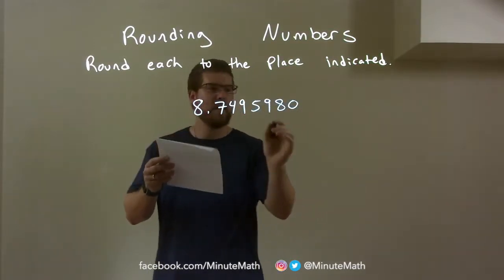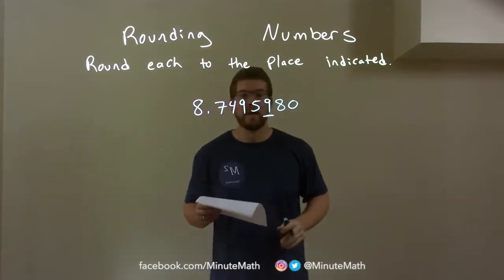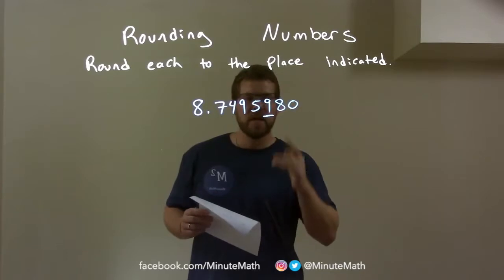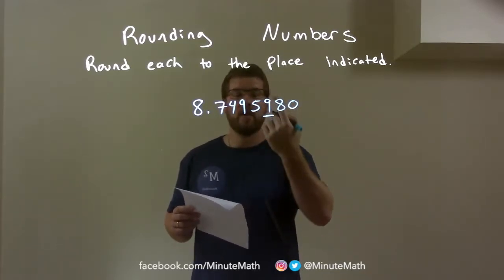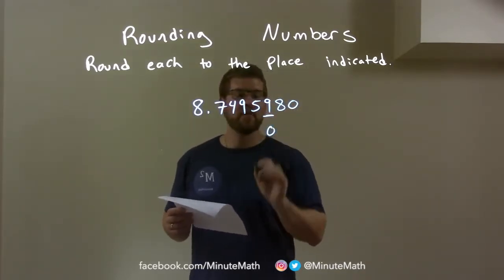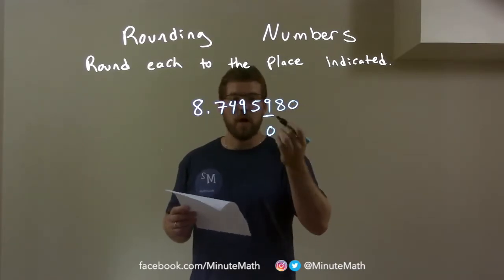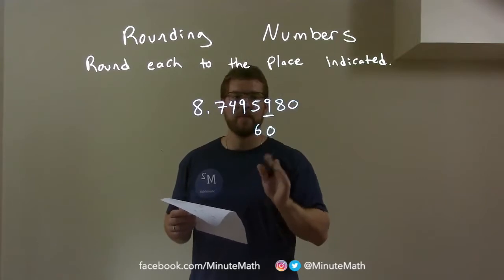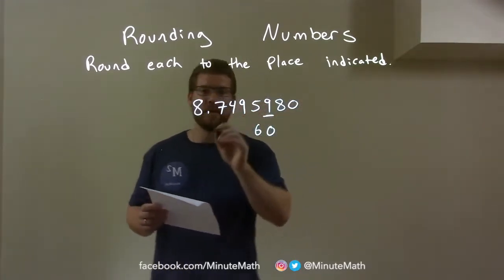8.7495980. And we're rounding on this 9 right there, okay? So I look at that 9 and I look to the right. The right's an 8. The 8 causes the 9 to round up to a 10. Well, I can put the 0 down here, but I have to do something with that 1. The 1 causes the 5 to round up to a 6. That's what happens, okay? We leave off the 8, 0 on the right, bring down everything on the left.